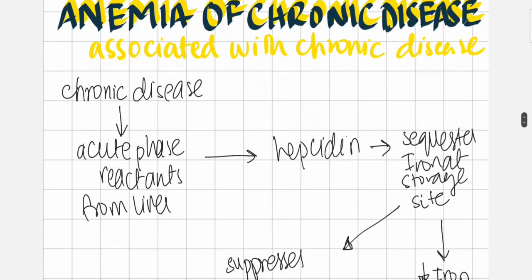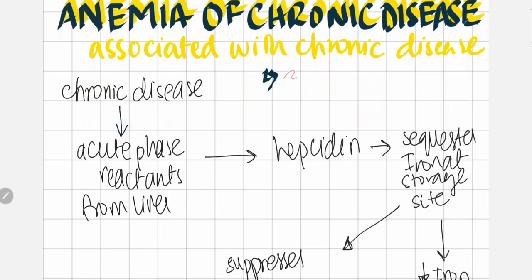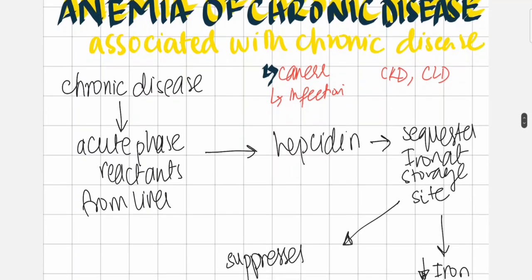So, in anemia of chronic disease, the chronic diseases can be cancer or any kind of infection, or any kind of organ failure, like chronic kidney disease or chronic liver disease, any of those which will have inflammation going on. So that's important. Inflammation is going on, then we're gonna have anemia of chronic disease.